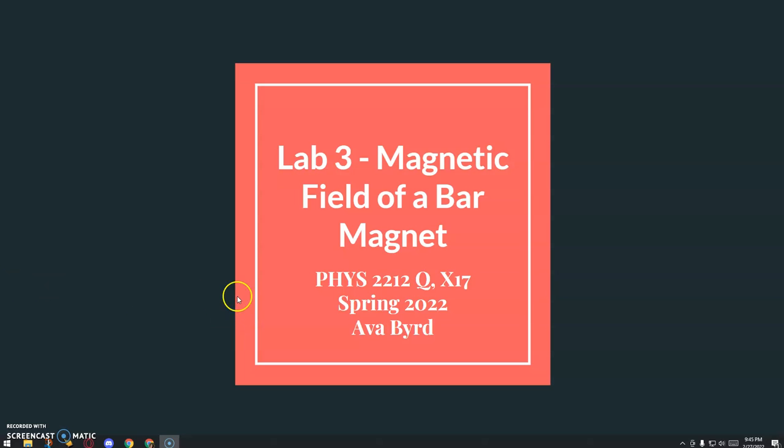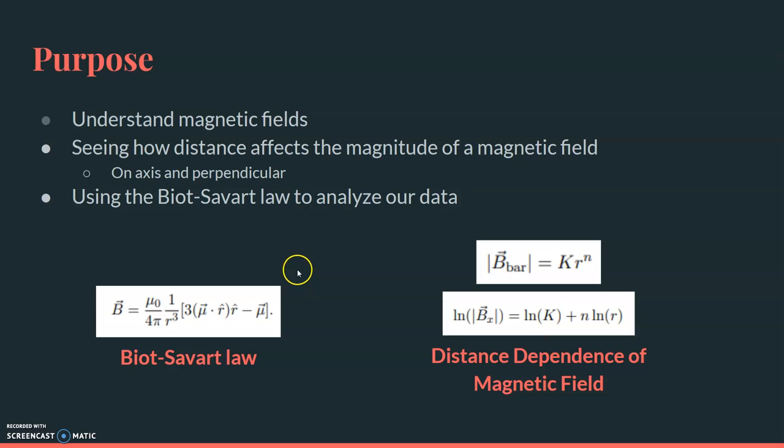The purpose of this lab was to get a better understanding of magnetic fields and how the distance away from a magnet affects the magnitude of a magnetic field, specifically on axis and perpendicular to the axis. The main model we will use to do this will be the Biot-Savart law, as seen here, but we will also use distance dependence functions of a magnetic field, as seen here.